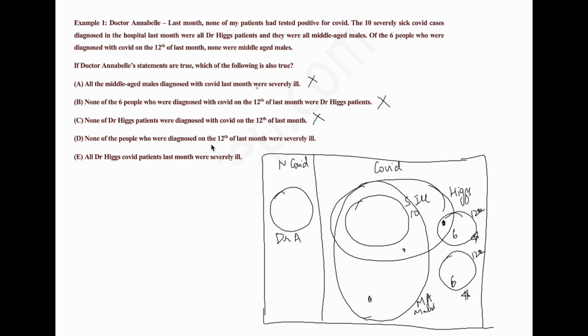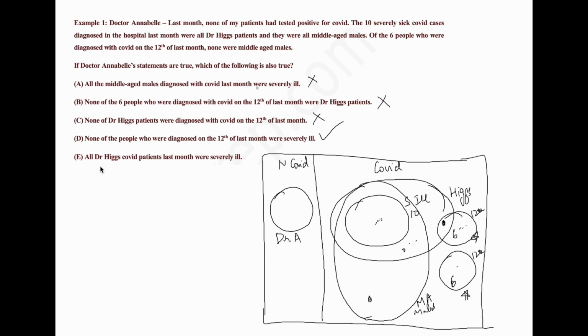D: None of the people who were diagnosed on the 12th of last month were severely ill. Now this is true. We know that this circle represents the number of people who were diagnosed on the 12th of last month. Can they have an intersection with this circle of severely ill people? Is it possible? This circle lies inside the middle-aged male circle, and we know that this circle has no intersection with this middle-aged male circle. That means obviously this circle can have no intersection with this circle. So this is certainly true that none of the people who were diagnosed on the 12th of last month were severely ill. Correct. And of course, then this is our answer.